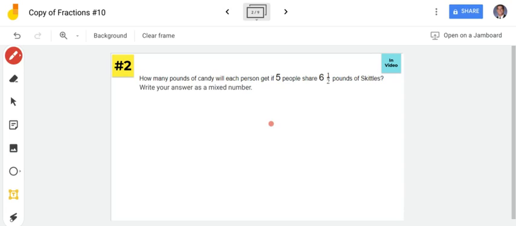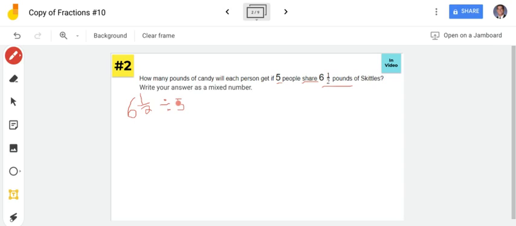Number two, how many pounds of candy will each person get if 5 people share 6 1/2 pounds of Skittles? Write your answer as a mixed number. Okay, the key word here that I want to draw your attention to is share. These people are going to share these pounds of Skittles. And so what I need to do here is take my total amount of Skittles, which is 6 1/2. I'm going to take that and divide it among the people that are sharing this, which is 5 people. So I'm going to divide it among 5 people.